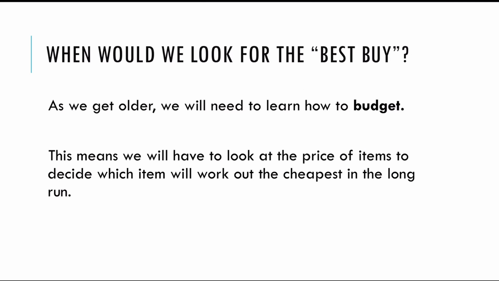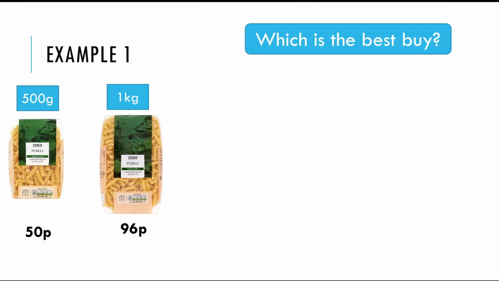As we get older, we will need to learn how to budget. This means we will have to look at the price of items to decide which item will work out the cheapest in the long run. So let's look at this example. We have two different sizes of the same product here, 500 grams and 1 kilogram, and we want to work out which is the best buy.